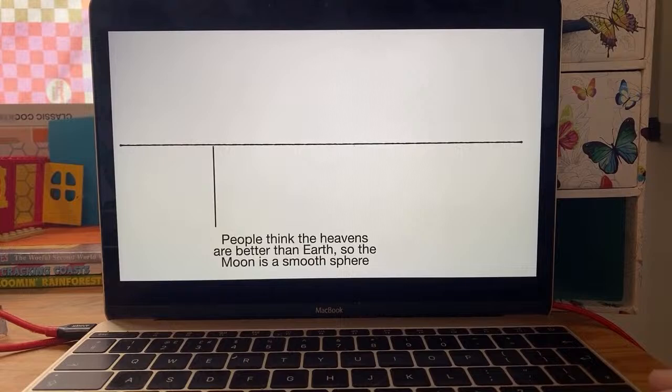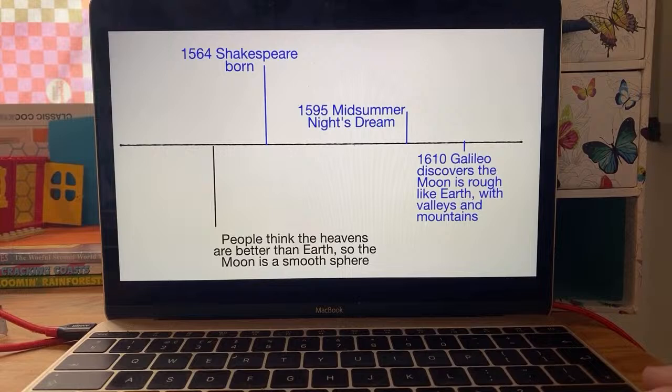And then things start to change. If you like science and Shakespeare, you feel like, oh, what if he'd found out earlier? But anyway, people think the heavens are better than Earth, so the moon is a smooth sphere. Shakespeare is born into this thinking in 1564. In 1595, he writes A Midsummer Night's Dream. And in 1610, Galileo improves the telescope and discovers that actually the moon is really rough like Earth and has valleys and mountains. And that has a massive impact on how people view the heavens and the Earth and humans' place on Earth. And in 1616, Shakespeare dies. So maybe he heard about it, but he certainly didn't have time to put it into A Midsummer Night's Dream.